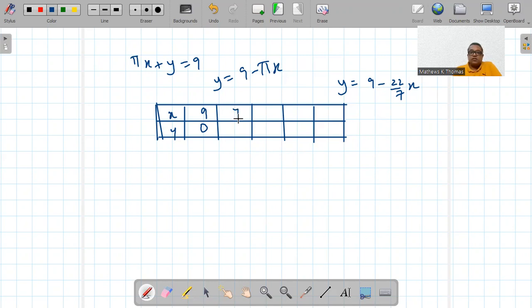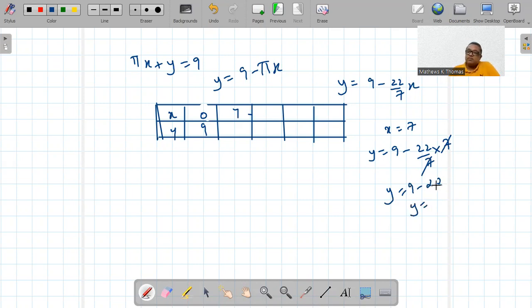So here, when I am putting y is 9 minus pi x, x is 0 here. So just make the correction here. X is 0. When I'm putting x as 0, y is becoming 9. Now I'm putting x as 7. So when I'm putting x as 7, y will become 9 minus 22 by 7 into 7. What have I done? I am putting the value of x as 7 now. Why 7? Because I know that this is going to get cancelled and y is 9 minus 22.